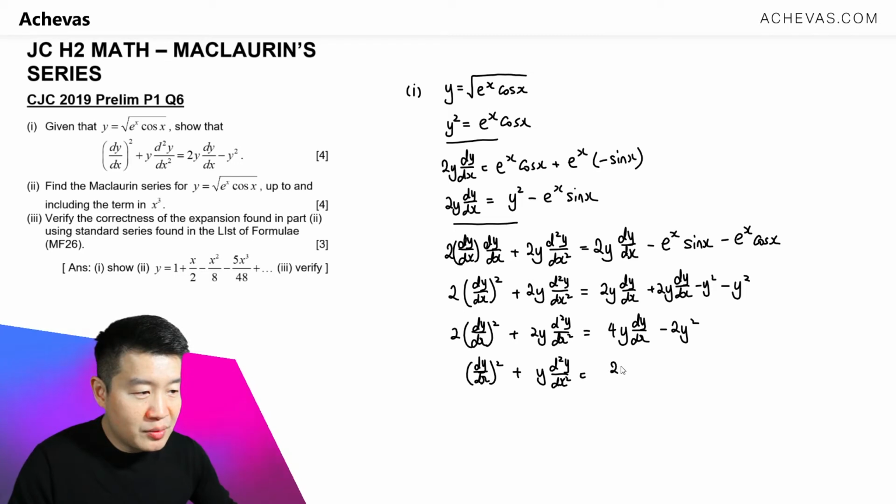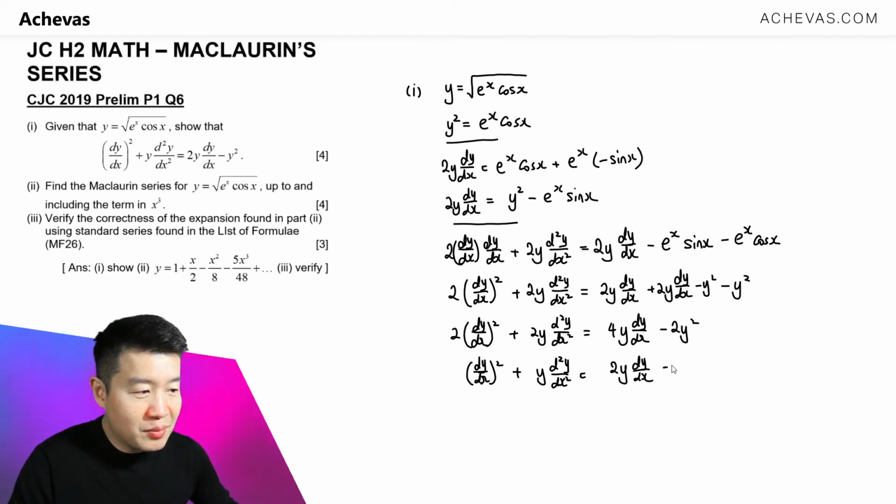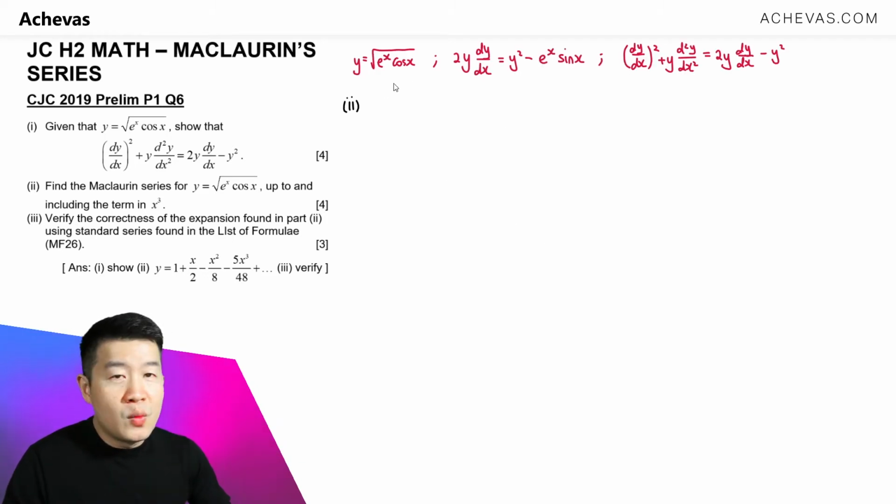And this is going to become 2y dy/dx. It is the same as the right hand side. And finally, this is minus y squared. And this is what the question wants us to show. We have an equation for y, we have another one for dy/dx, and one more for d²y/dx², which was what we have shown in the previous part.